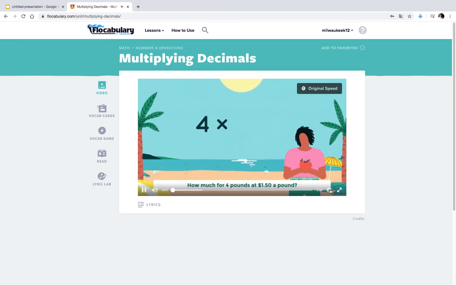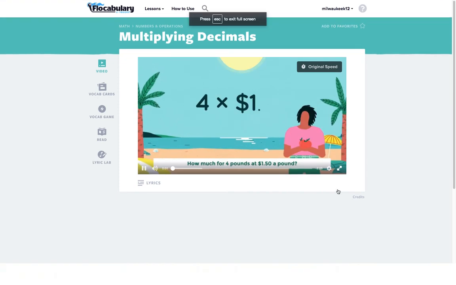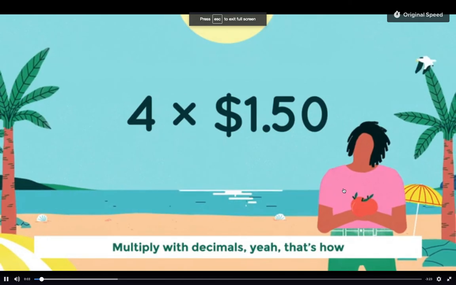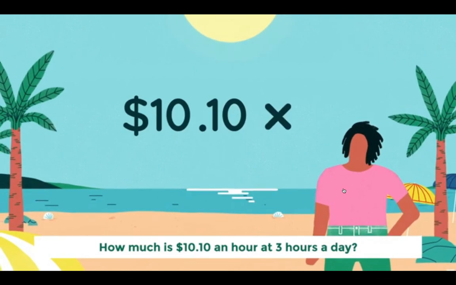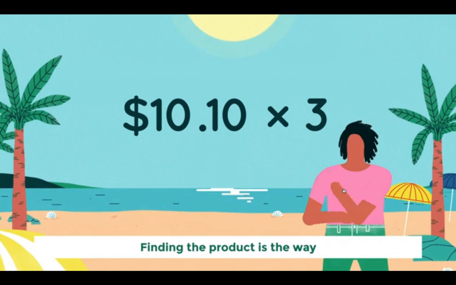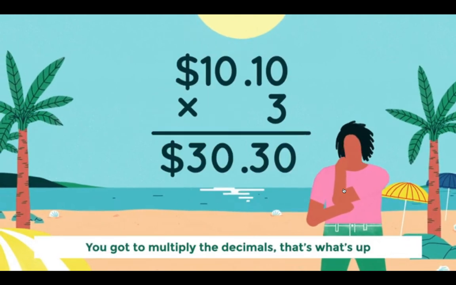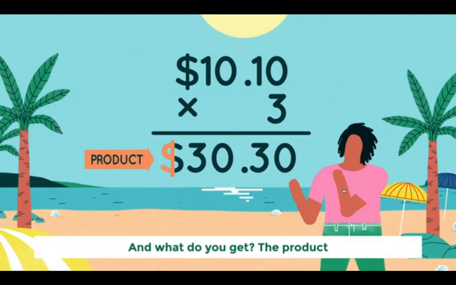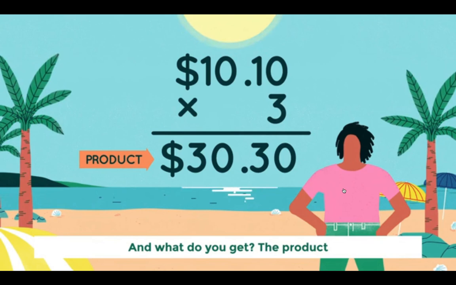How much for 4 pounds at 150 a pound? Multiply with decimals, yeah, that's how. How much is 10 an hour at 3 hours a day? Finding the product is the way. You gotta multiply the decimals, that's what's up. What do you get? The product.